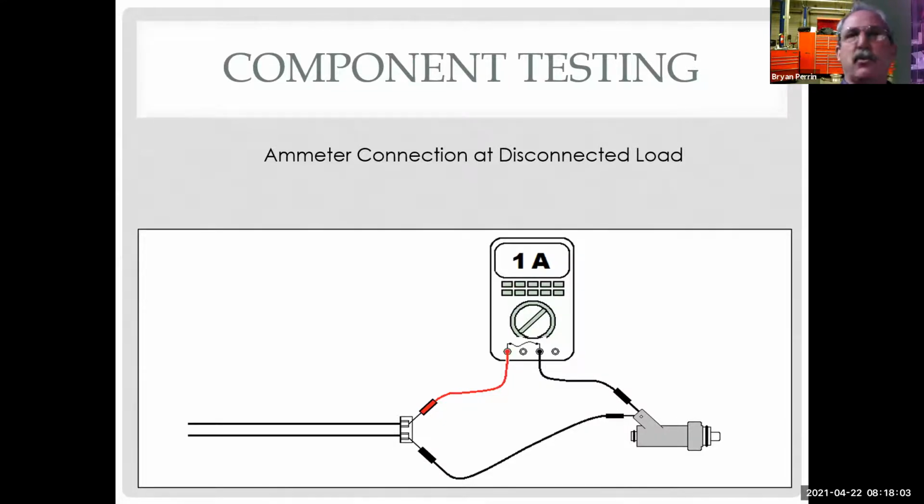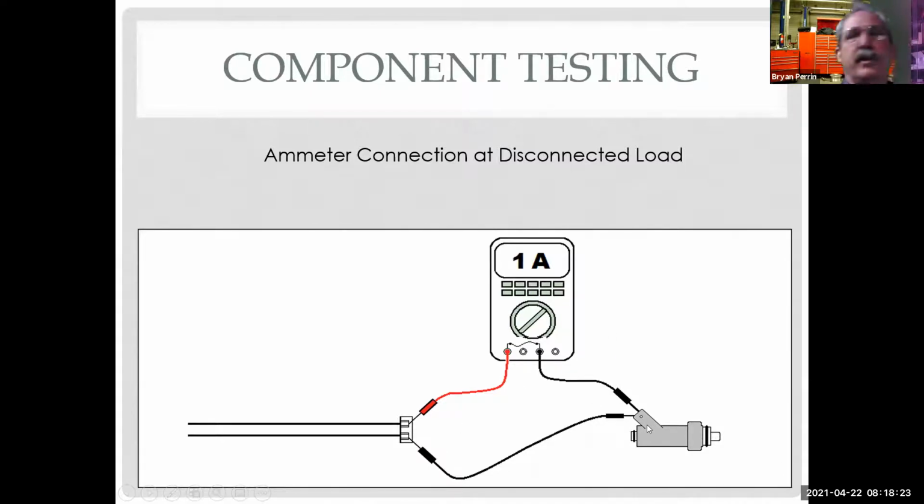And that goes back to what? Our series circuit rule. Current flow is the same everywhere in the circuit. Therefore, I can measure it anywhere in the circuit. So it doesn't matter. We went on the positive side here just because, but I could reverse it and use my jumper wire up here and put it on here. It doesn't matter.